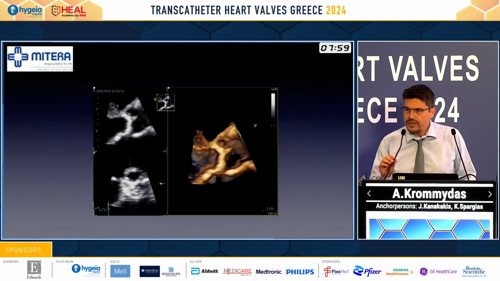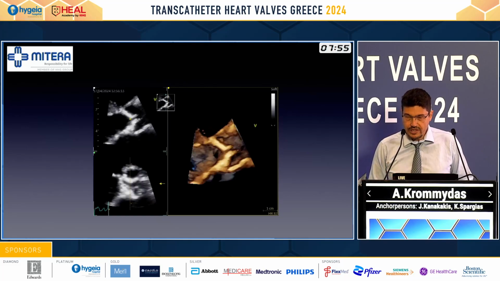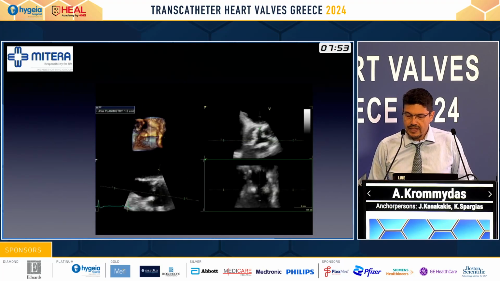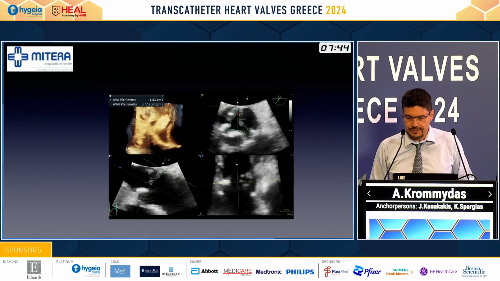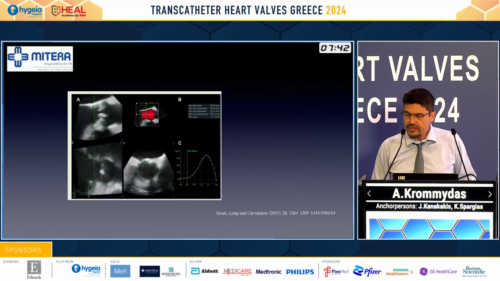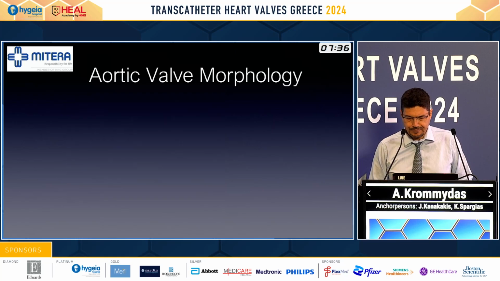We do a 3D zoomed image of the aortic valve. First of all, we want to measure the area, to do planimetry. We take two orthogonal planes, align them, and measure the cross-sectional area. We can get good, pretty accurate results with that. Of course, there is automated software that can do that for us. The technology always helps us.